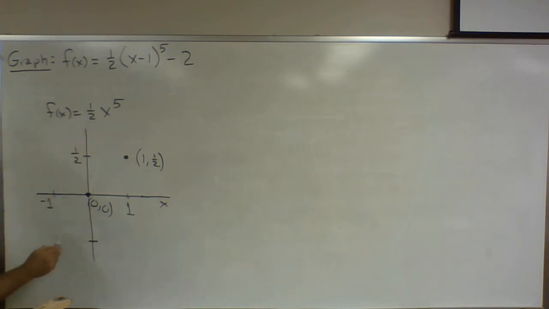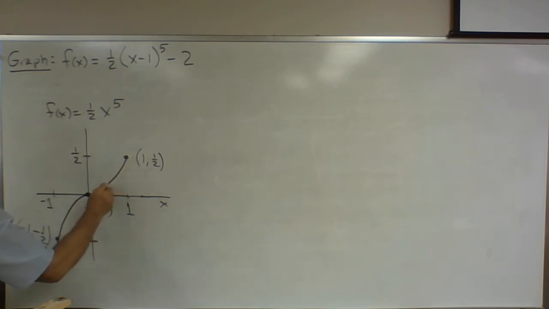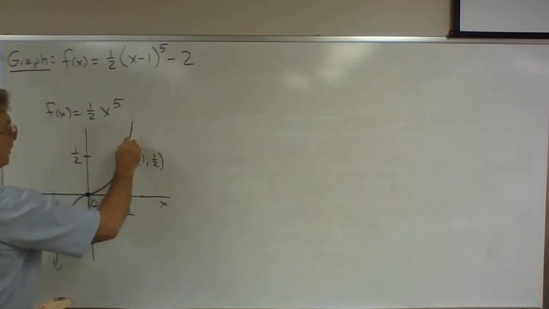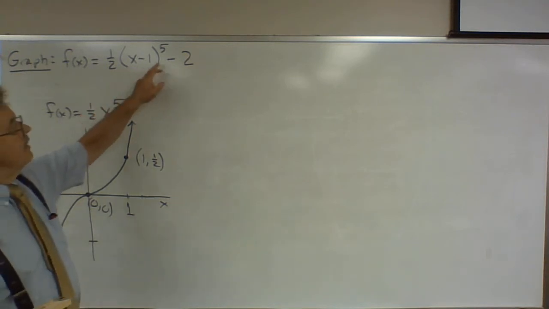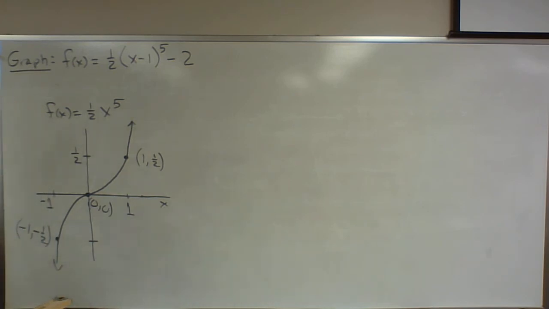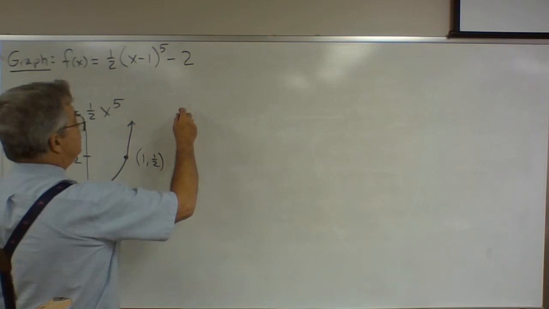And when x is -1, we have -1 raised to an odd power, so that's going to be -1 times 1/2. So that's -1, -1/2. There we have our skeleton. And we hang the graph on it. f of x equals 1/2 x to the 5th. Now all we have to do is look at our horizontal and vertical shifts. We'll do our horizontal shift first.